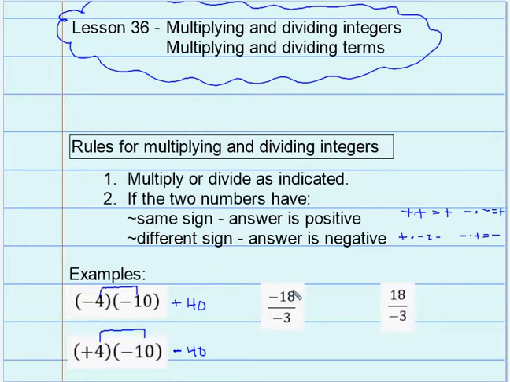Division works the same way. 18 divided by 3 is 6. I have the same sign, so my answer is positive. 18 divided by negative 3 is 6, and the signs were different, so it's negative. Now, you do not need to write the plus sign when you're saying it's a positive 40. We generally don't. I did for illustration purposes. The only sign that you absolutely have to have is that negative sign.